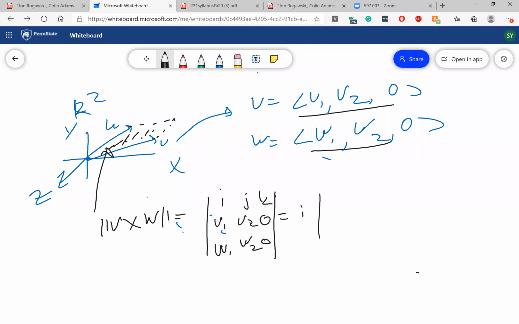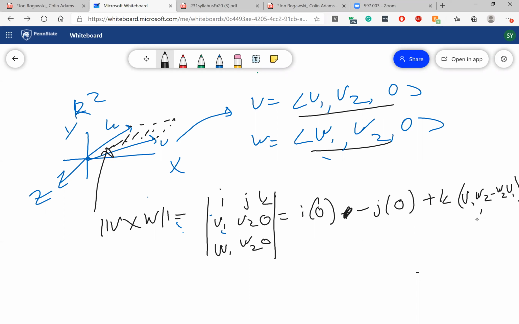So this V2 times 0 is 0, and this W2 times 0 is 0, so it's I times 0, minus J, and then over here we're going to have V1 times 0 is 0, minus W1 times 0 is 0, so J times 0 again, plus K times, and then we're going to have V1 times W2 minus W2 times V1, so this is going to be K times V1 times W2 minus W2 times V1.